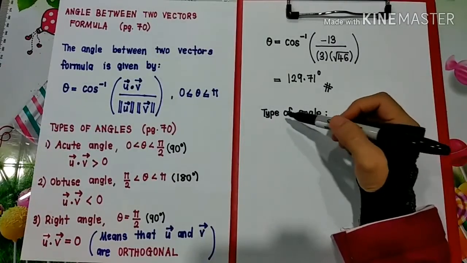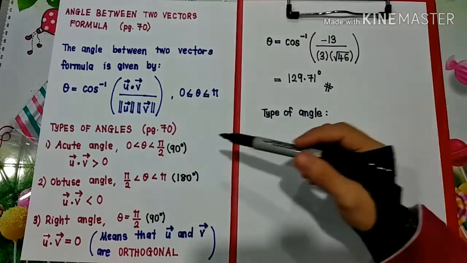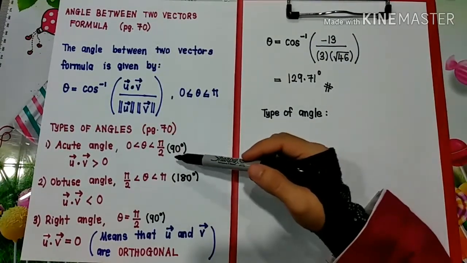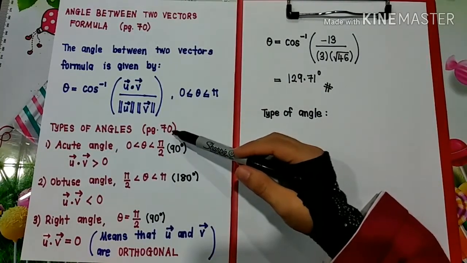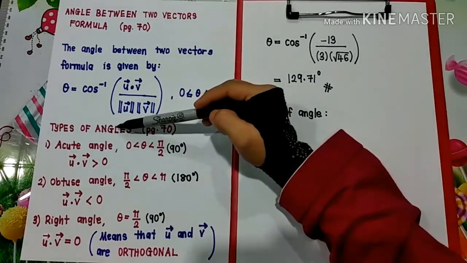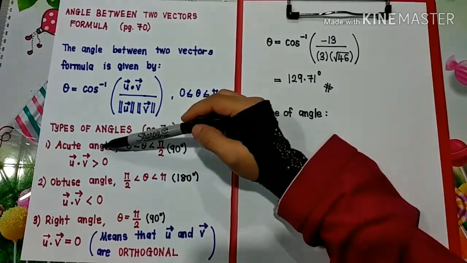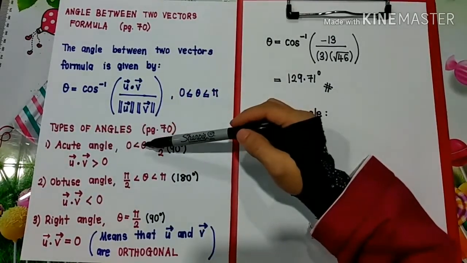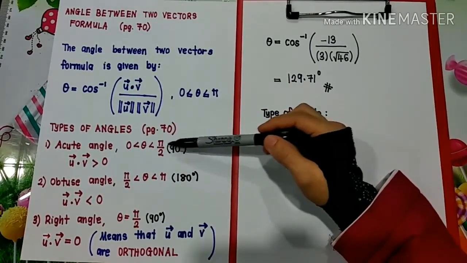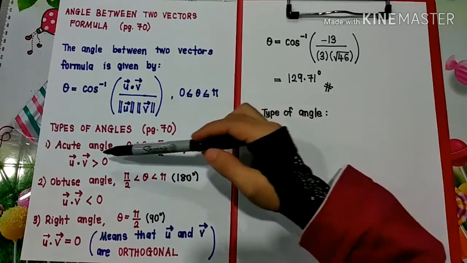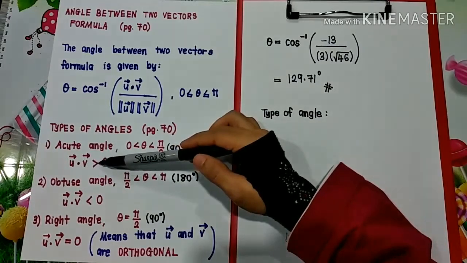So next question, we need to state the type of angle. To know the type of angle, please refer to your textbook or your notes, page number 70. You can see here types of angle. You have 3 types of angle. First one, acute angle. Acute angle means that your theta here is between 0 to pi over 2. Pi over 2 here is equal to 90 degrees. Or if you dot product between U and V, you get greater than 0 or positive.